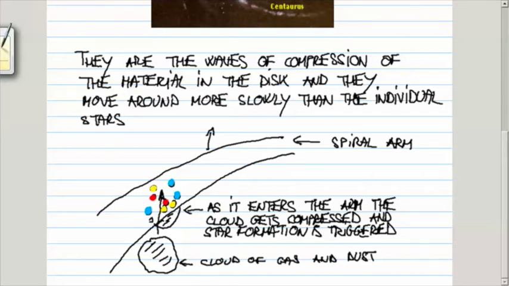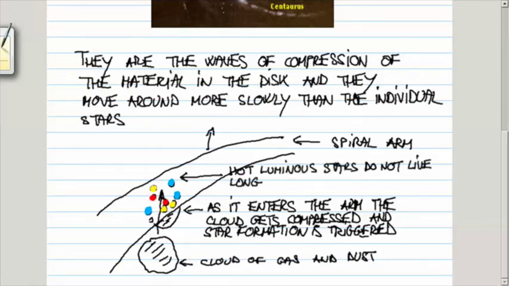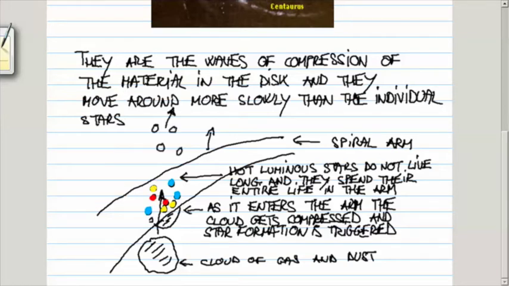Now, these hot luminous stars do not live long, and essentially they spend their entire life within the region of the arm. On the other hand, medium mass stars like our sun, or even smaller mass stars, live much longer. The lifetime of a star like our sun is about 10 billion years, so they will survive this trip through the spiral arm and eventually come out moving along, right?